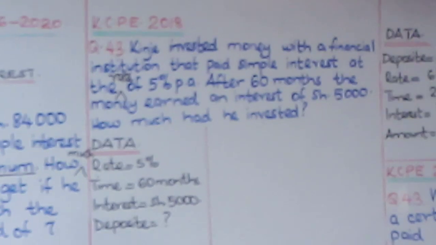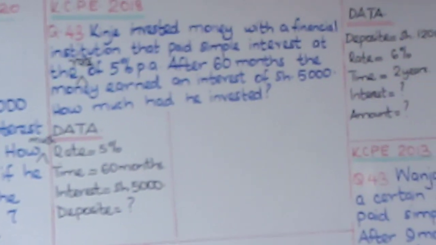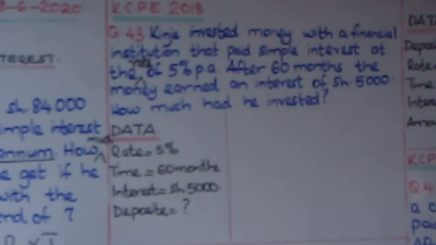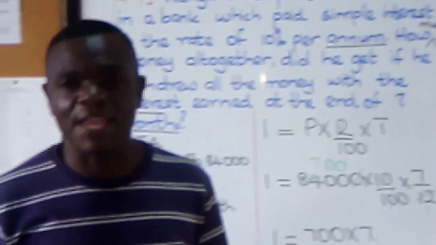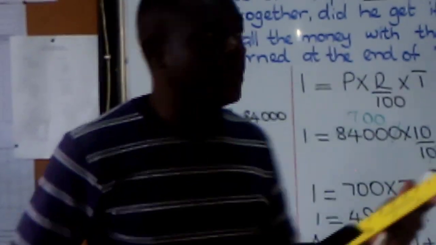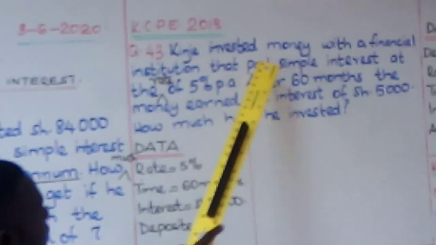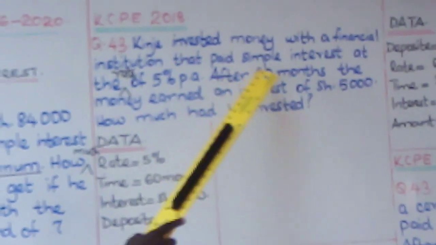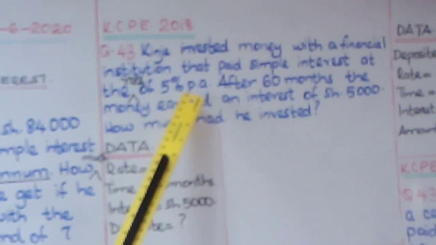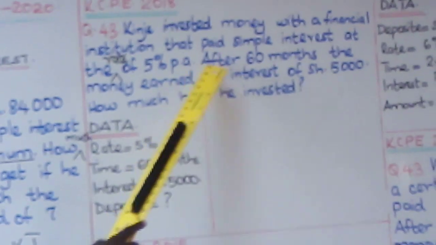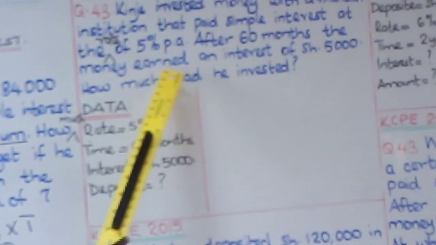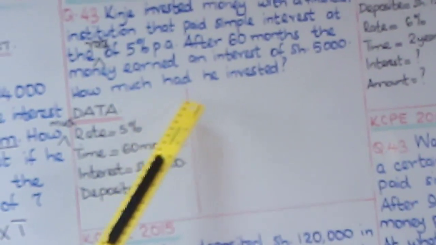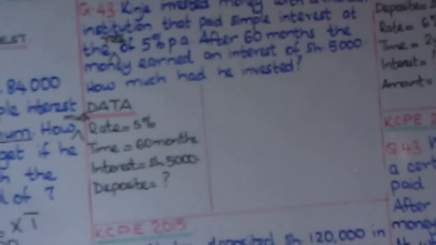Now we want to read it again. There was a small hitch in the writing. And so I want us to read it again now with understanding. Boys and girls, are you ready to read? All together. Kinje invested money with a financial institution that paid simple interest at the rate of 5% per annum. After 60 months, the money earned an interest of 5,000 shillings. How much had he invested? That is the question.